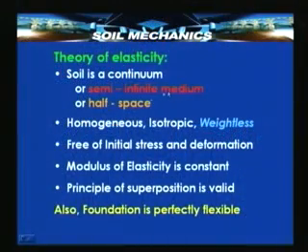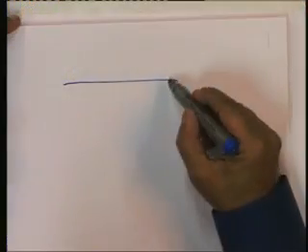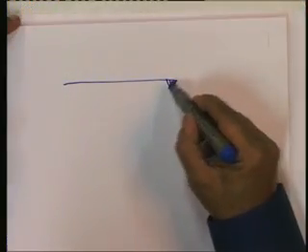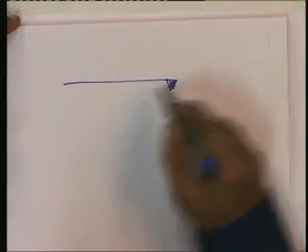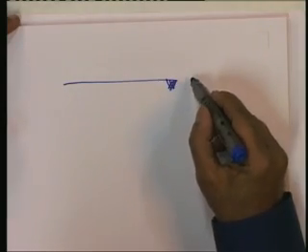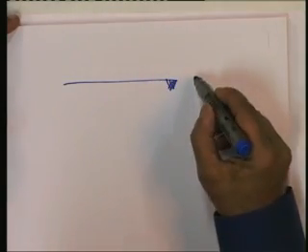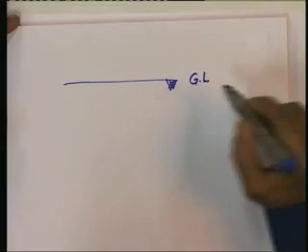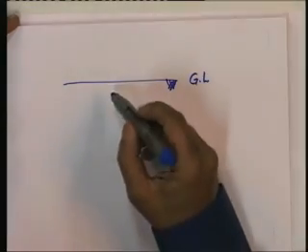First of all, we have to define the soil medium. The soil medium is defined as a continuum. It is sometimes called a semi-infinite medium, sometimes a half space. All of them mean one and the same thing. Suppose this is the boundary of the soil medium. As I said in the last class, we often represent the soil surface by a horizontal line, the ground surface, and write GL.